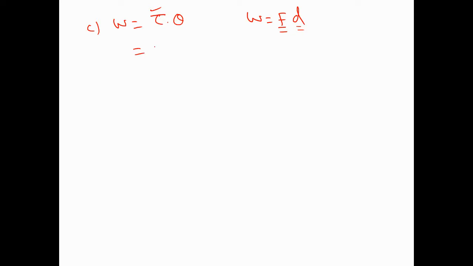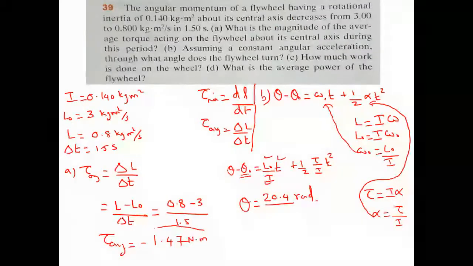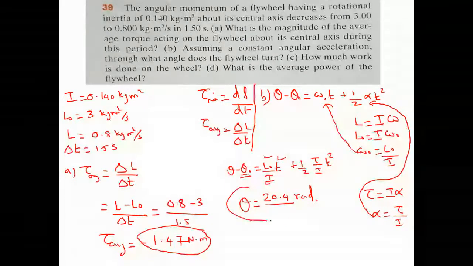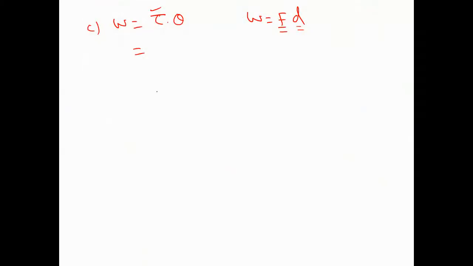So we have the theta value from the previous question, and we have the tau value here. What is our tau value? Minus 1.47. So we have two values from the previous questions, and I can substitute here: minus 1.47 multiplied by theta, which is 20.4. If you substitute the values, you get the work done as minus 29.9, and the unit is joule. Clear?